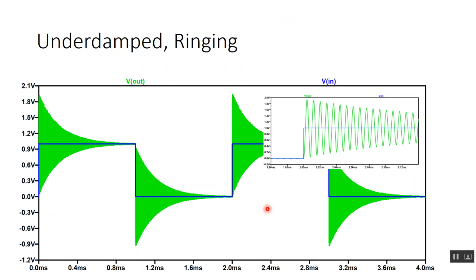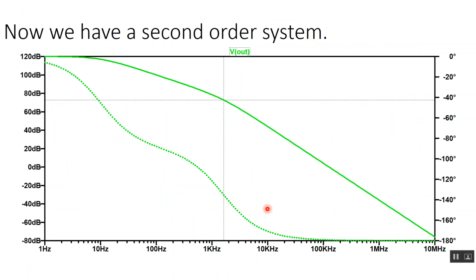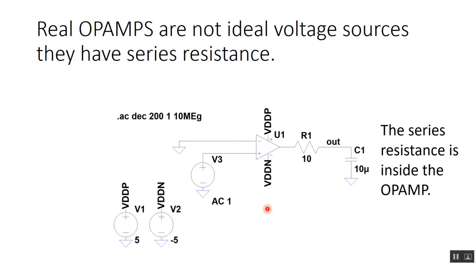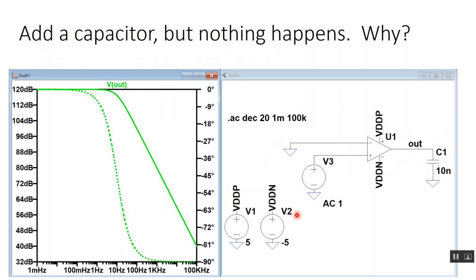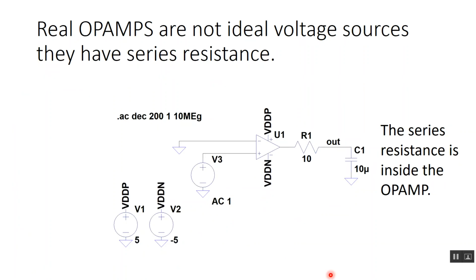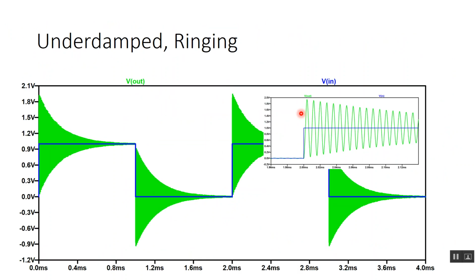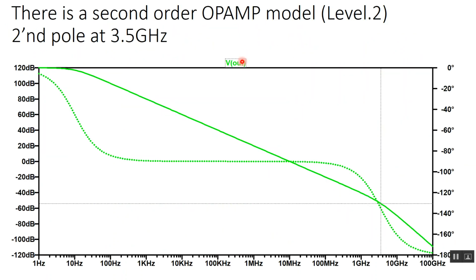Right? So we were able to get a first order model to become second order by adding a series resistance and a capacitor, which when fed back could cause it to oscillate. Now that we've made the op amp level 2, we still have our first pole here, but now there's a second pole out at 3.5 gigahertz.